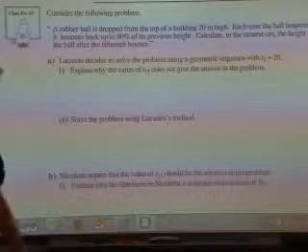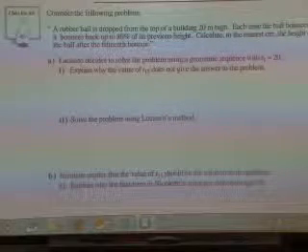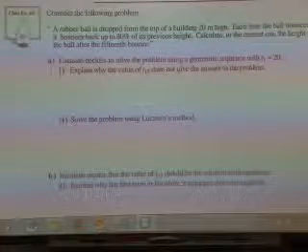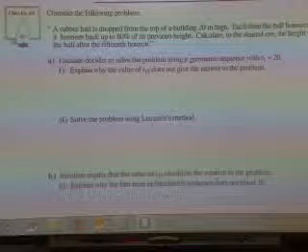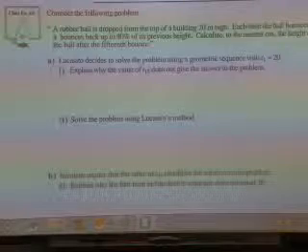To math class. Okay, consider the following problem. A rubber ball is dropped from a building that is 20 meters high. Each time the ball bounces, it bounces back up to 80% of its previous height. Calculate to the nearest centimeter the height of the ball after the 15th bounce.